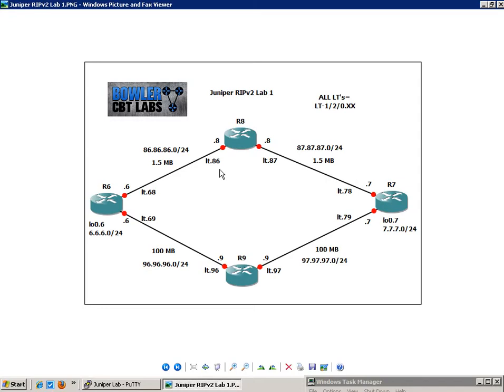So the first thing we're going to do in this lab is configure all these logical systems and all the links in between them. On router 6, we have a loopback 0.6 interface with the 6.6.6.0/24 network. And on R7, we have a loopback 0.7 interface with the 7.7.7.0/24 network. And then we have all of the networks in between. For instance, between R6 and R8, we have the 86 network. The network between R6 and R9 is the 96 network. The network between R9 and R7 is the 97 network. And the network between R8 and R7 is the 87 network.